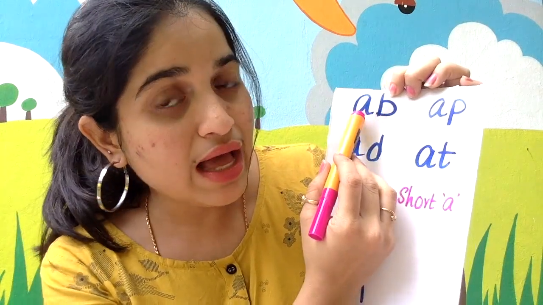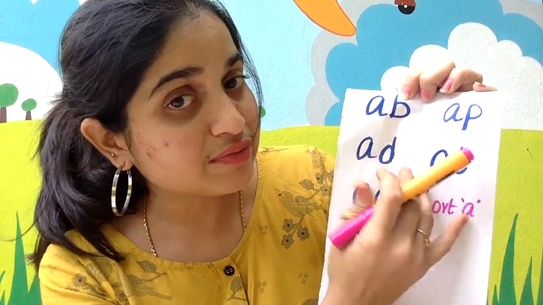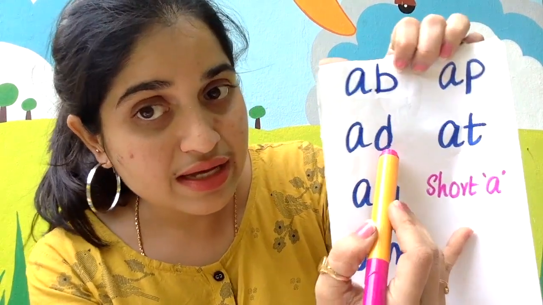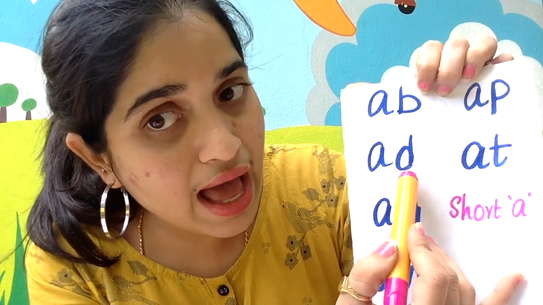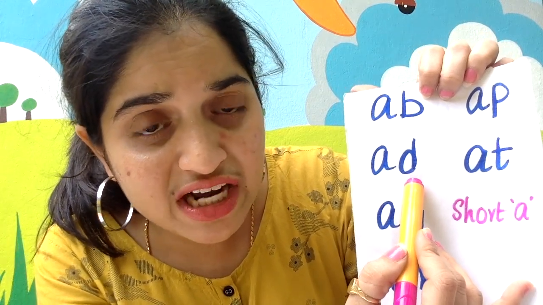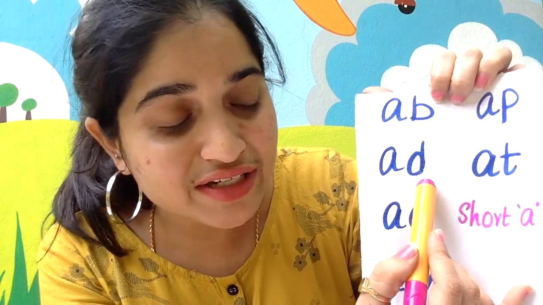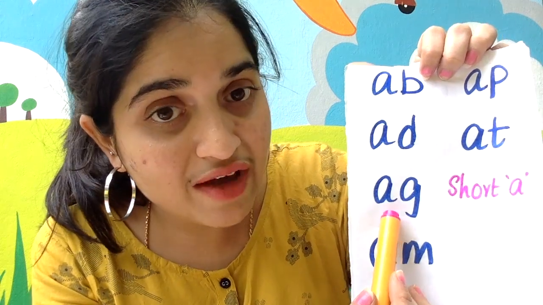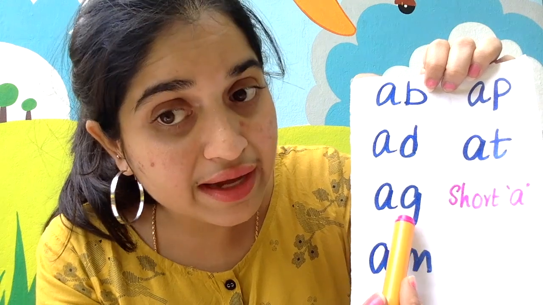Ab, ab, ab. Add, add, add. Can I have you all repeat it after me children, please? Add, add, add. Then we have ag, ag, ag.